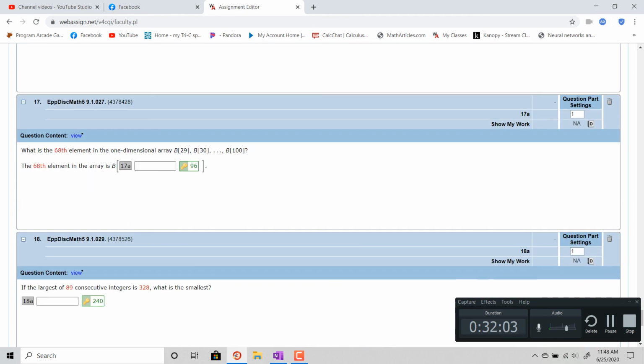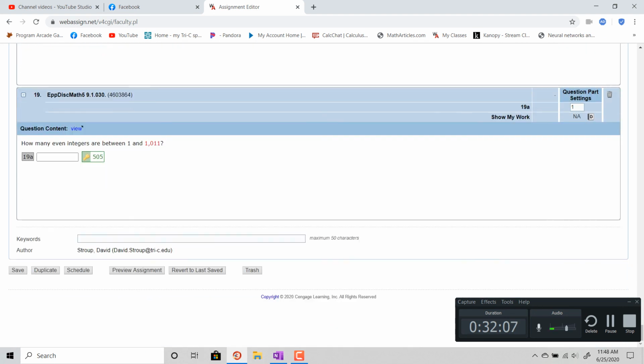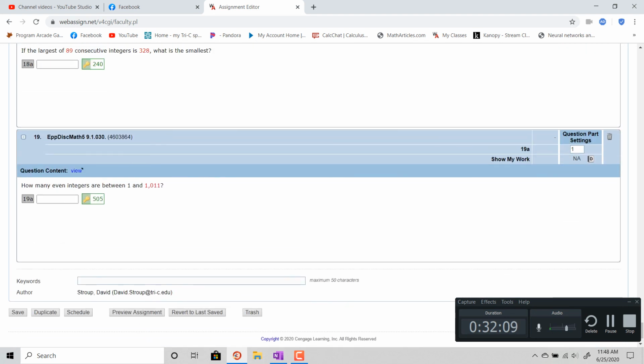Okay, let's see if there's anything else weird. 28th element. So these are just applying that formula basically.